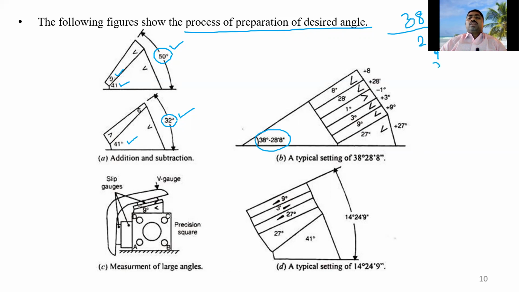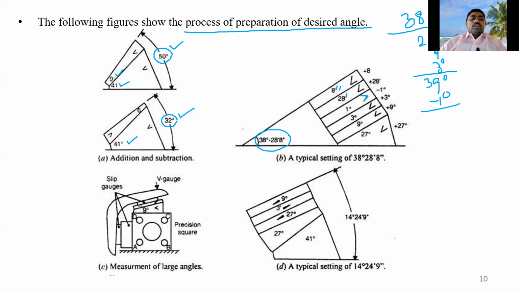So I have to use a 3 degree gauge, and I will get a total of 39 degrees. But I require only 38 degree, so I have to subtract 1 degree. We have a 1 degree gauge, and that will be set in the opposite direction. There is a 28 minutes gauge available and an 8 seconds gauge is also available. If I pile up all these angle gauges, I will get the angle 38 degree, 28 minutes and 8 seconds.